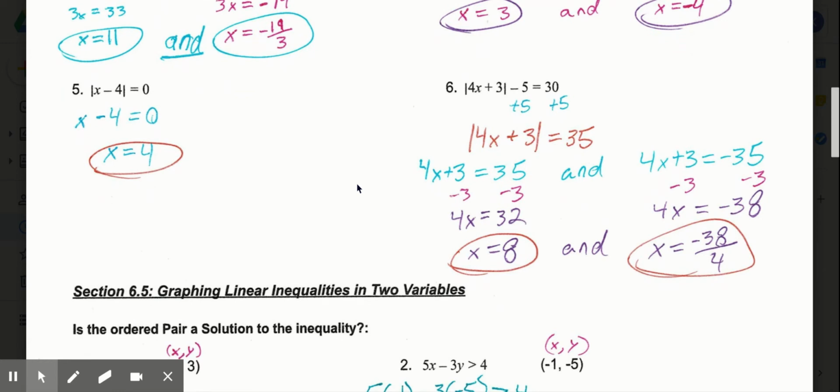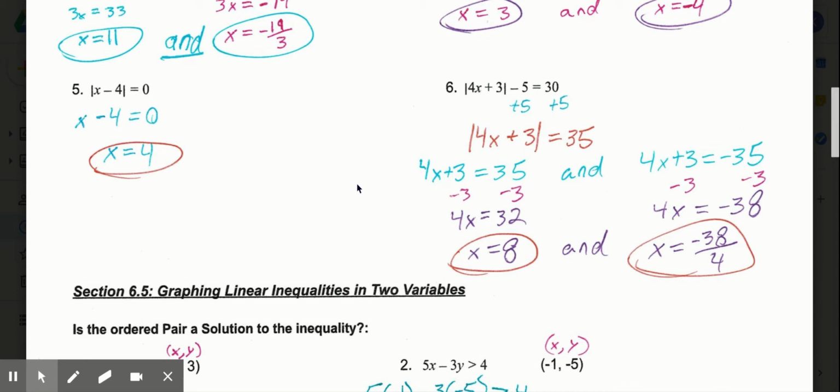Number 5, because the absolute value of x minus 4 equals 0, 0 is neither positive nor negative. So in this case, we just set it equal, x minus 4 equals 0, and solve for x. So our only solution to this scenario would be x equals 4.